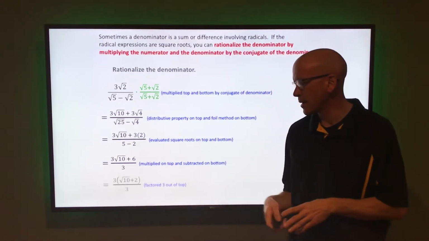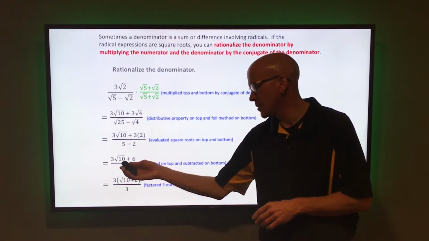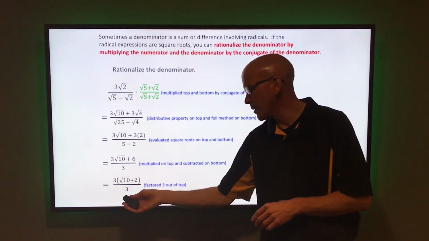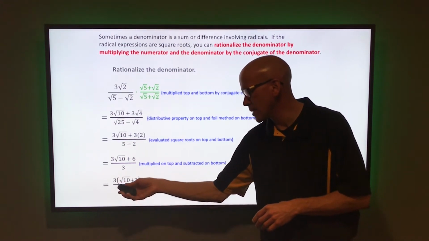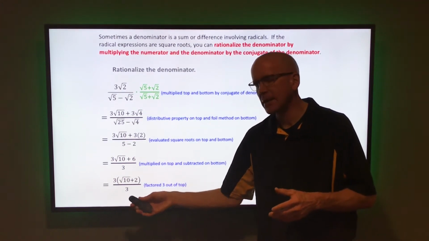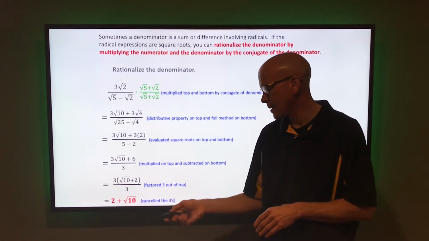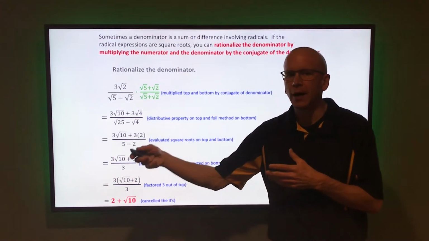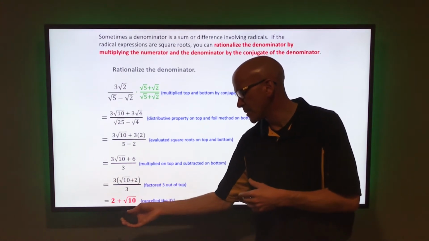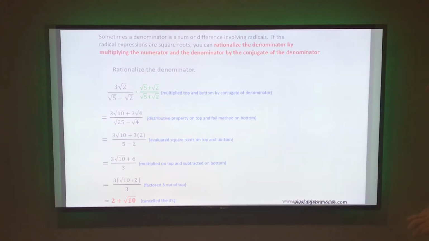So factor a 3 out of the numerator, it'd be 3 times the square root of 10 plus 2. Just divide each term in the numerator by 3, and that's what goes inside the parentheses. And in the denominator, that's still 3. Now you can cancel those 3's because you have 3 multiplied by the parentheses on top, and you have 3 standing alone on the bottom. So cancel those 3's off, and you end up with the square root of 10 plus 2. But you want to move that 2 out to the front so it doesn't look like the 2 is under the square root sign. If you move that 2 out to the front, it turns out to be 2 plus the square root of 10.